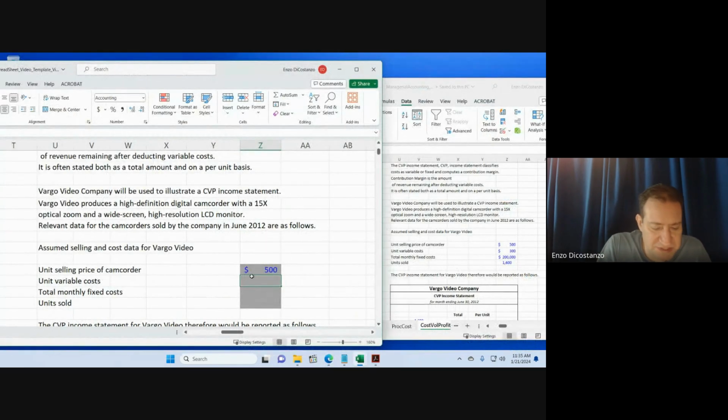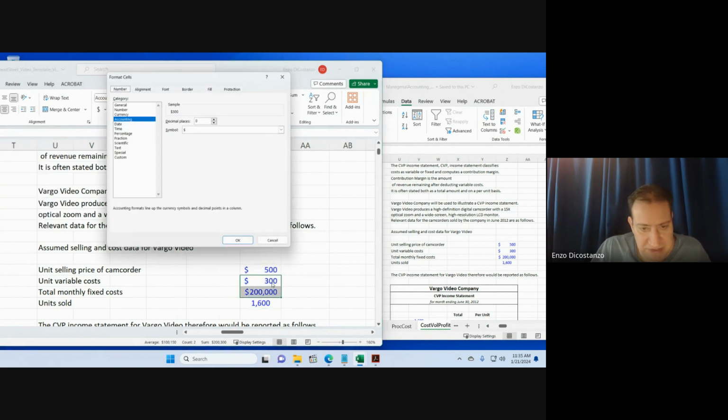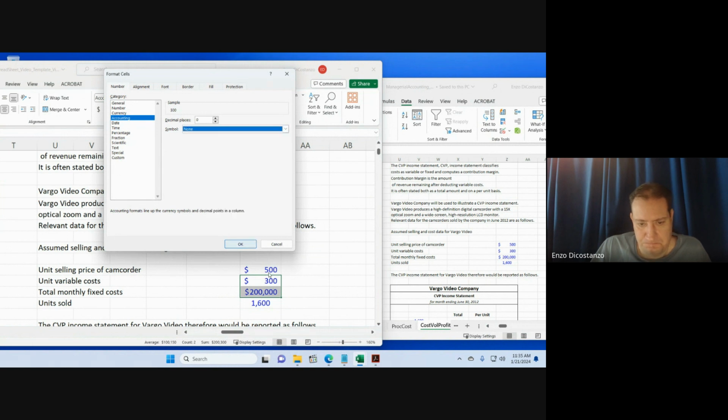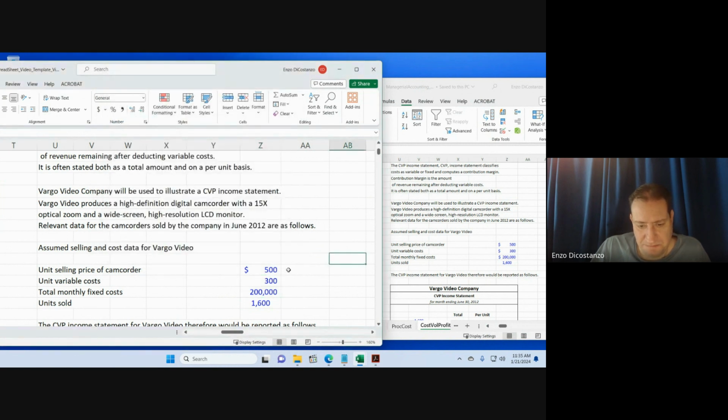There's variable costs in producing these things of 300, and then the facility in Japan or in upstate New York is 200,000. And the units sold, I don't know if it's a month. Yeah, I guess per month would be 1,600. Let's get rid of the fill. And what you could do here, you can get rid of the dollar signs if you want.